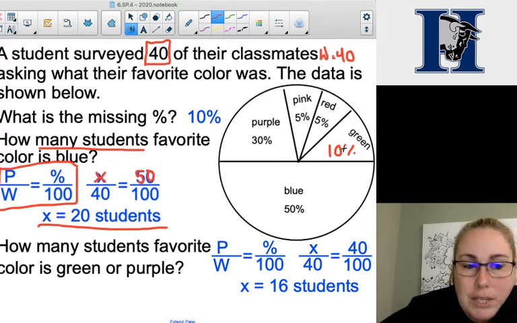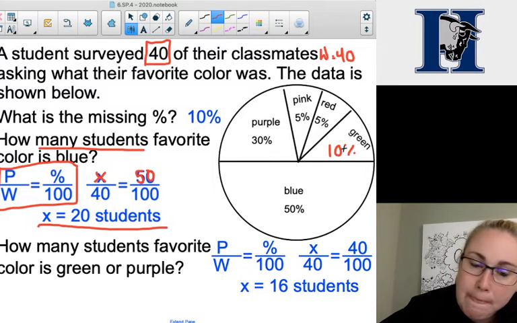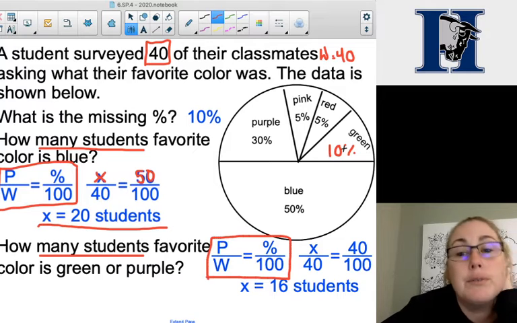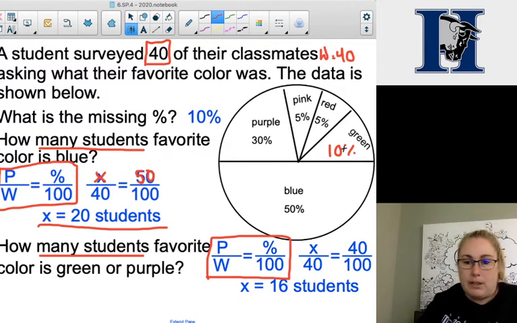All right, last one on this page. How many students' favorite color is green or purple? So again, it's asking how many students. We have percent information, so we need to go ahead and have our formula here. Part over whole equals percent over 100, and let's see what we know based on that.